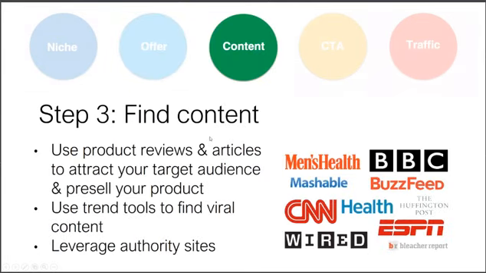So next, we're going to find some content. So product reviews, articles to attract your target audience, to pre-sell your product. Use trend tools to find viral content and viral products, right? So like fidget spinners, right? We're so done with those now, thank goodness. But if I wanted to try to sell those and I looked at Google Trends and I know that it's really skyrocketing, I could very quickly create an offer for that. And then leverage authority sites like we talked about.